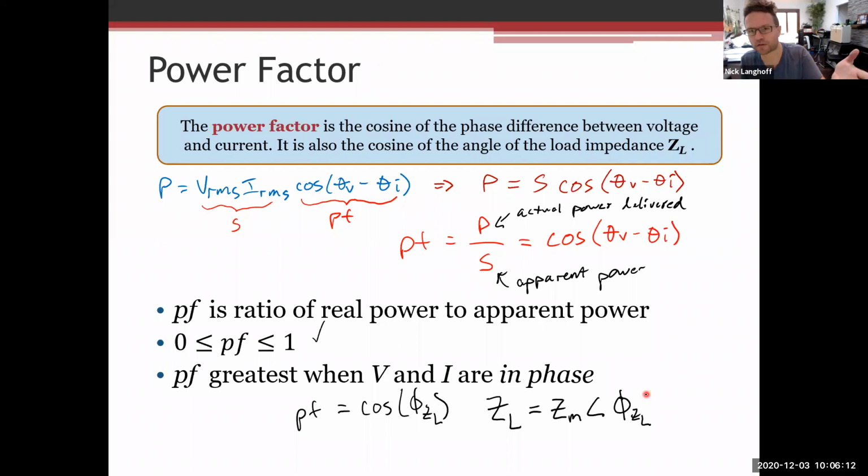If the load is purely resistive, the phase angle is 0. If it's purely capacitive, is it plus 90 degrees or minus 90 degrees? Let's see, it's negative j over omega C. So it's minus 90 degrees, right? The phase angle is minus 90 degrees. All right.